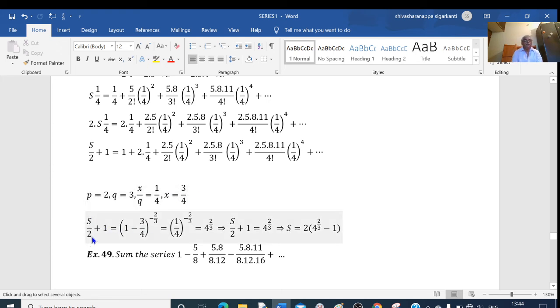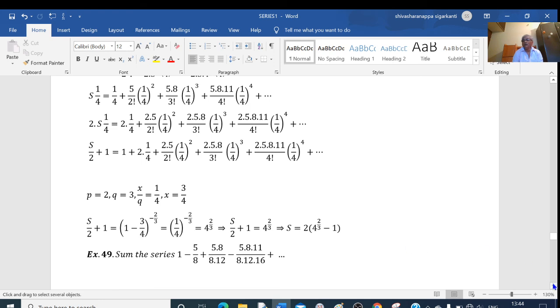Left hand side is s by 2 plus 1 equal to right side 1 minus x to the power of minus p by q. This is equal to 1 minus 3 by 4, which is nothing but 1 by 4, 1 by 4 to the power of minus 2 by 3. And this can be written as 4 to the power of 2 by 3. So that is, left hand side is s by 2 plus 1 equal to 4 to the power of 2 by 3. Therefore, s by 2 equal to 4 to the power 2 by 3 minus 1, or s equal to 2 into 4 to the power of 2 by 3 minus 1. This is the required sum.